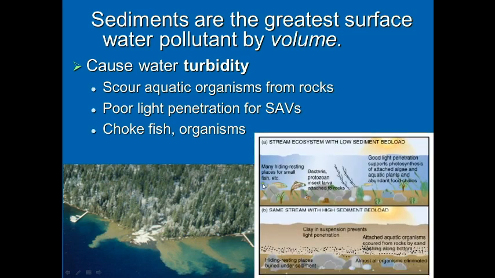Here is a picture of a stream system with a low sediment bed load. You have good light penetration, a wide diversity of plant and animal life. When you have a lot of high sediment, you get suspension, prevents light penetration. All the organisms have been eliminated. Anything that was attached to rocks has been scraped off.